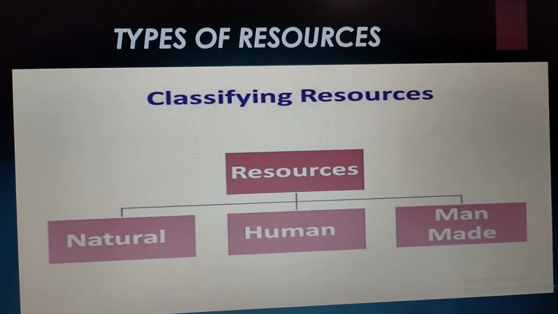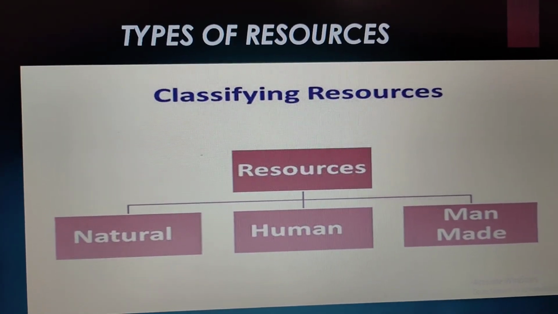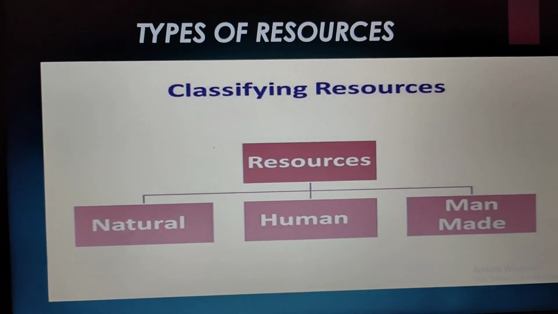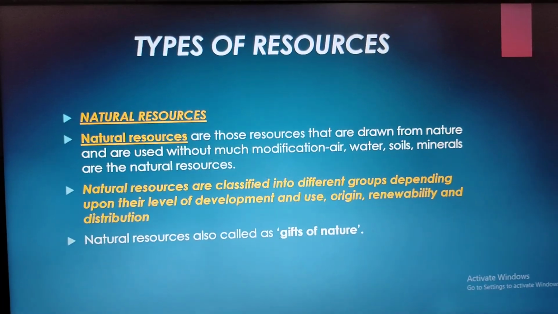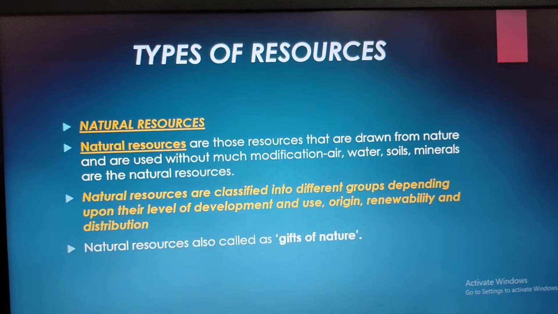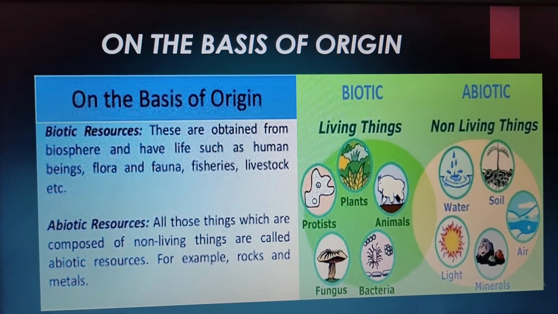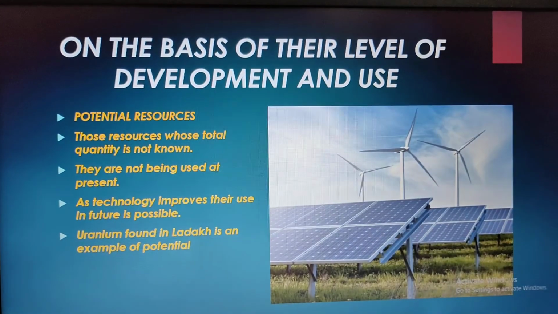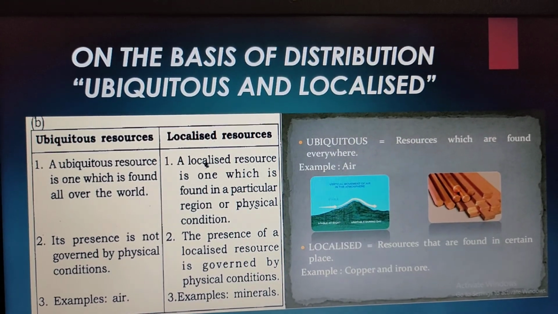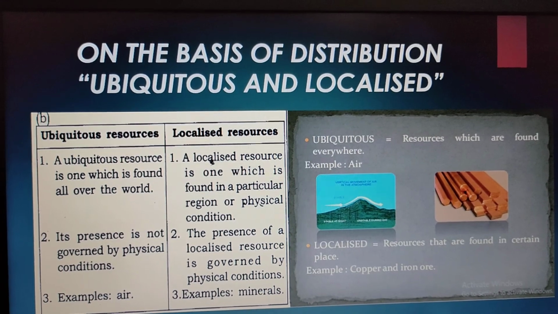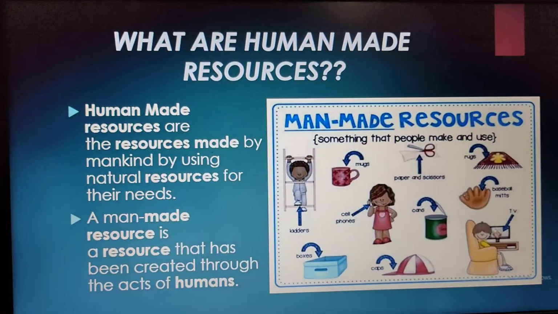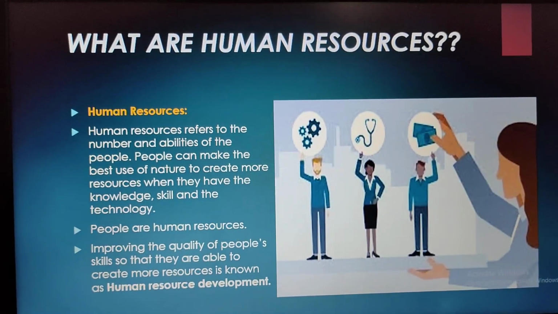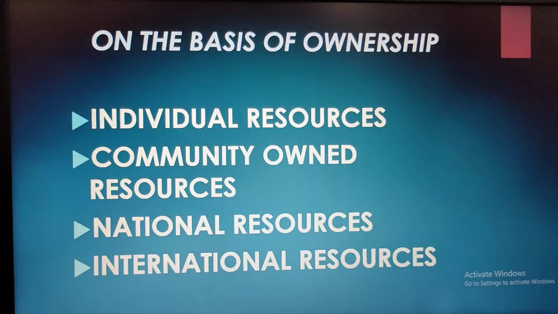Then we had discussed about types of resources. We have discussed about natural resource, human resource, and man-made resource. Then what are natural resources? The one which have been drawn from nature. Then we discussed about the resources on the basis of origin, on the basis of renewability, and on the basis of their level of development. On the basis of distribution, that is ubiquitous and localized. Now today, we also discussed about what are human-made resources and what are human resources.